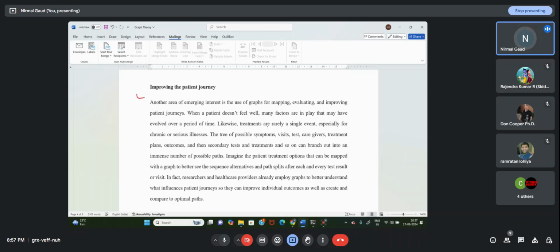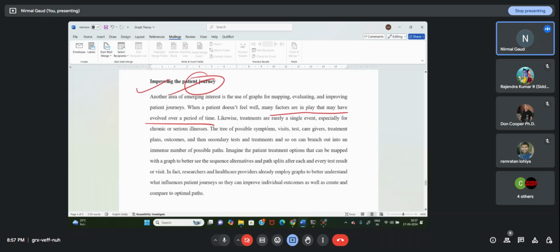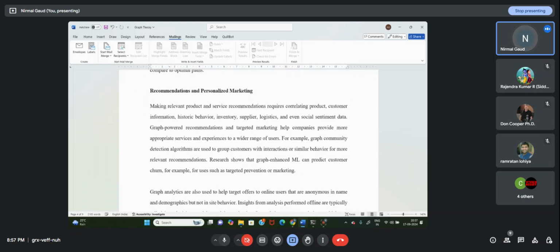Here they also mentioned improving the patient journey. What factors play an important role over a period of time? We can have some graphical representation related to it, and then we can have some recommendations, and some personalized marketing also. That diagram I will also show you, how a person is selecting a product, how it is related to it. We can have the correspondence.